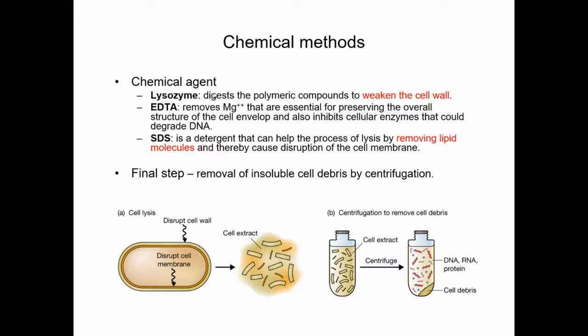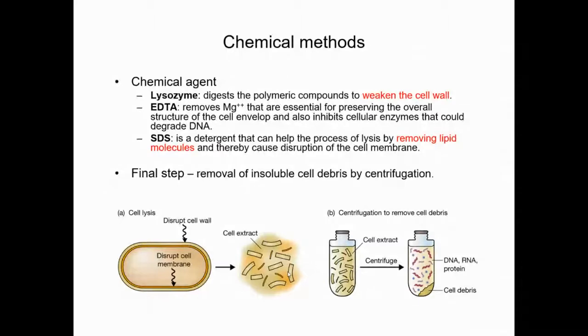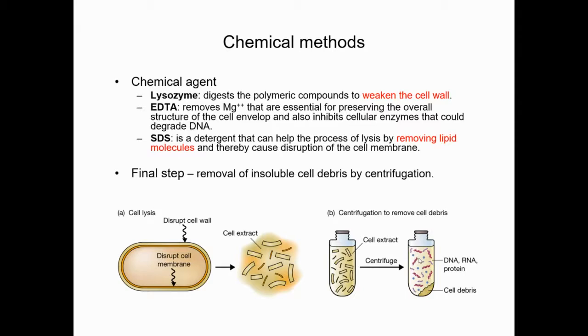But if you are going to prepare plasmid DNA from the bacterial cell, then it depends on the downstream plasmid DNA isolation method. Then you have to decide whether to use SDS or another non-ionic detergent. And here we can use SDS, all right? After you use this chemical reagent, you can disrupt the cell wall and release the cell extract. And then after centrifugation, you leave the DNA, RNA, and protein in the supernatant. Then you can further purify the DNA from the supernatant.